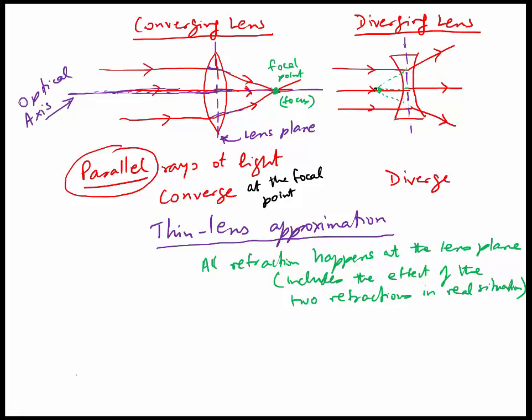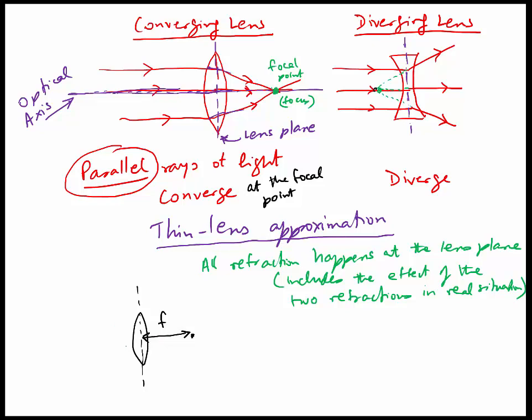And then lastly, there is a property of the lens that's called the focal length. So if I have the lens over here, and here's my lens plane, and here's my focal point, the distance from the lens plane to the focal point is called the focal length, and it's written as this lowercase f.